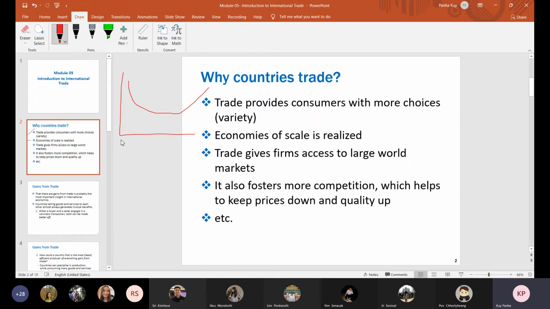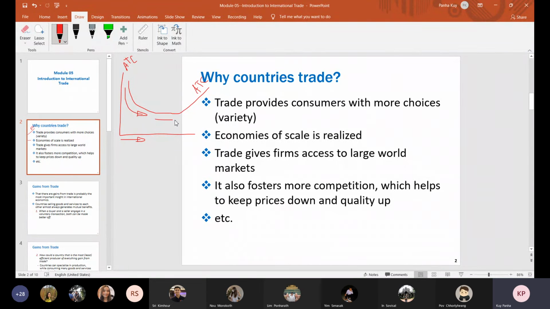And when you increase your production here, this is your average total cost in the long run. So when you increase the numbers of your production, you realize the decreasing of your cost. This one is your average total cost here. So when you are increasing the numbers of your production and then you realize the lower average total cost, that is called the economy of scale conditions, okay?